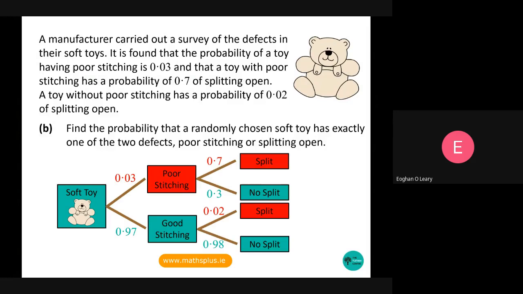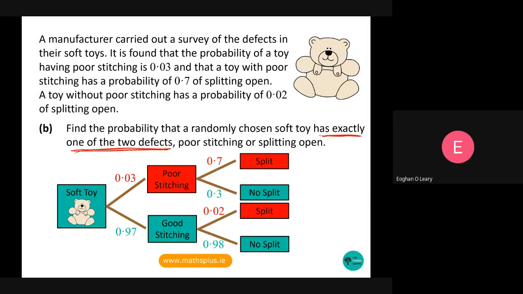Find the probability that a randomly chosen soft toy has exactly one of two defects: poor stitching or splitting open. Okay, so you might want to read this a couple of times before you try a question like this, because it says has exactly one of the two defects.